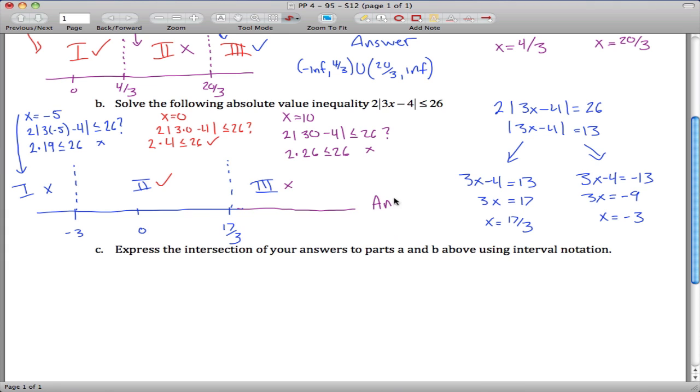So my answer is the only things that work are the things in region 2, which is everything from negative 3 up to 17 thirds. And the point I want to make is that I use brackets, not parentheses, because I have less than or equals to here.